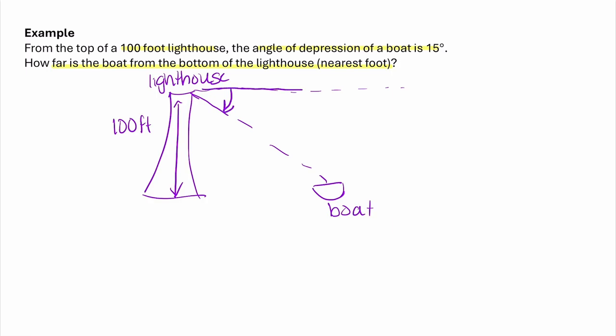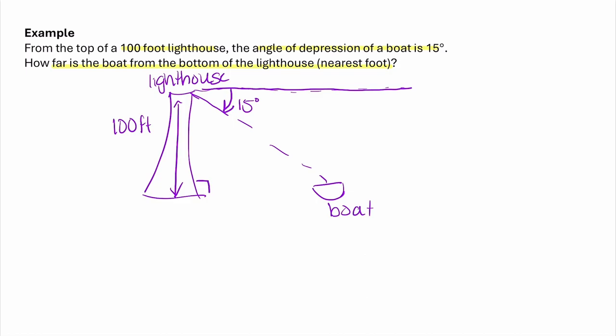This can be a little bit tricky when you're first learning these problems because a lot of people will want to call it this angle. But it's not, because that's not the angle of depression. Remember, the angle of depression or elevation is always formed with the horizontal. So that's why this angle right here is the angle of depression, and this angle is going to be 15 degrees.